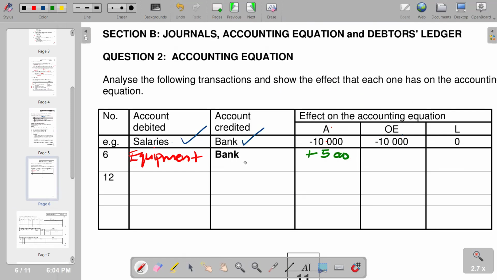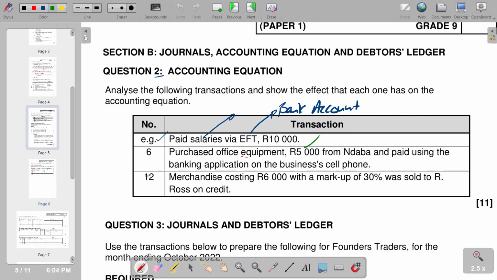And then by crediting bank as an asset again, it's going to be a minus 5,000. So basically that's what we have on that part. Then we go to number 12, whereby we are saying merchandise costing 6,000 rands with a markup of 30% was sold to RR Rose on credit. So basically, we have merchandise which was costing 6,000 rands.